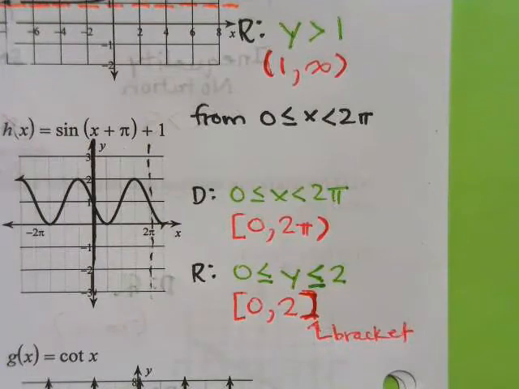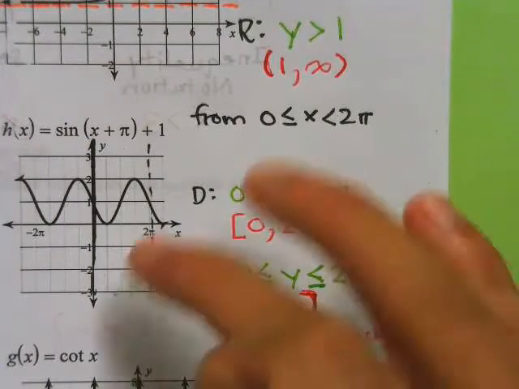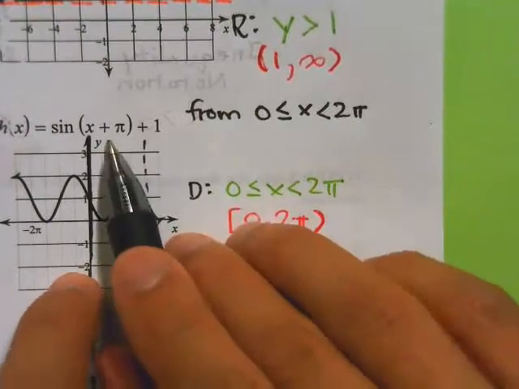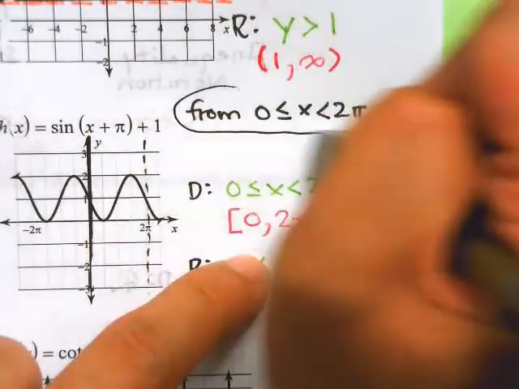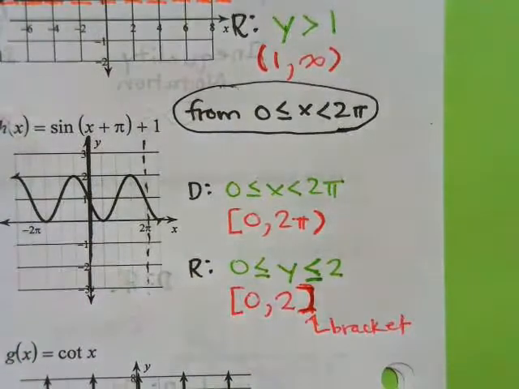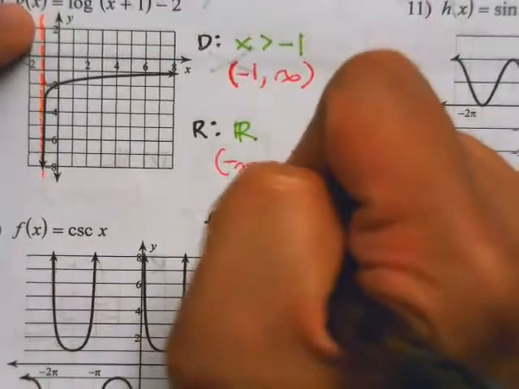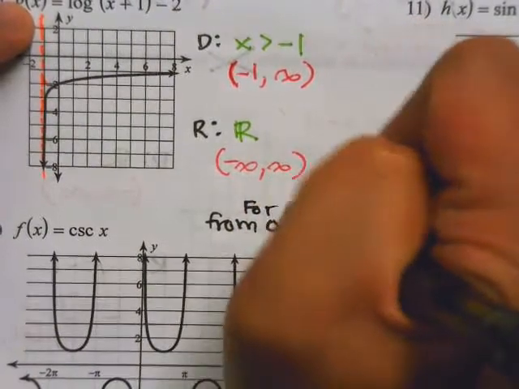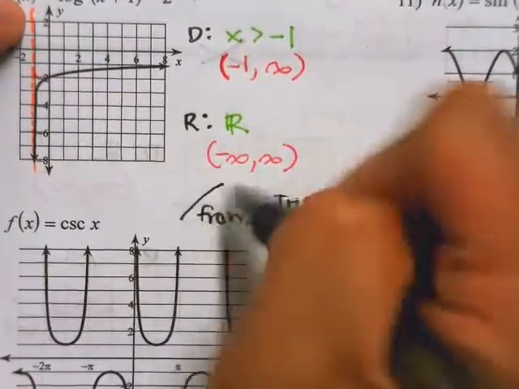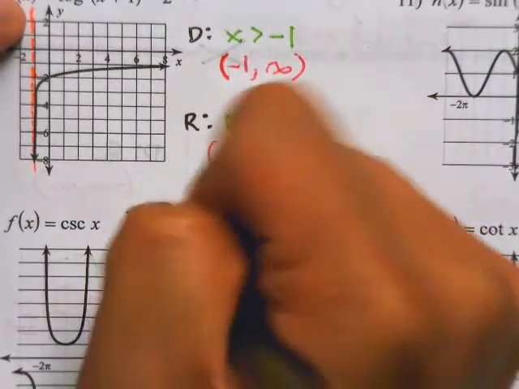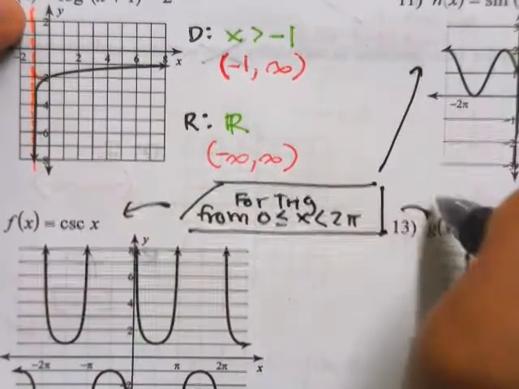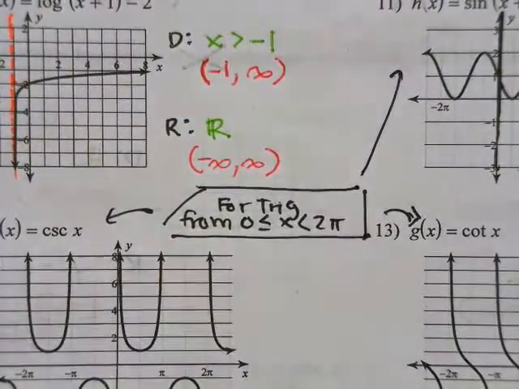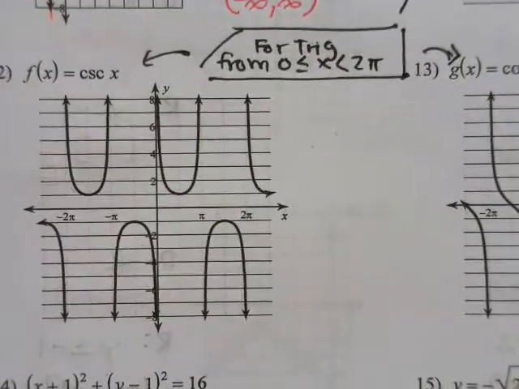Okay, let's do number 12 and 13, and we're going to do very similar to number 11. So when you guys are doing trig functions, just do it from 0 to 2 pi, 0 included. Okay, so that's going to be our thing for this. For this homework, for trig functions, only do it from 0 to 2 pi, 0 included, 2 pi not included, okay? Because you just have that pattern, okay?